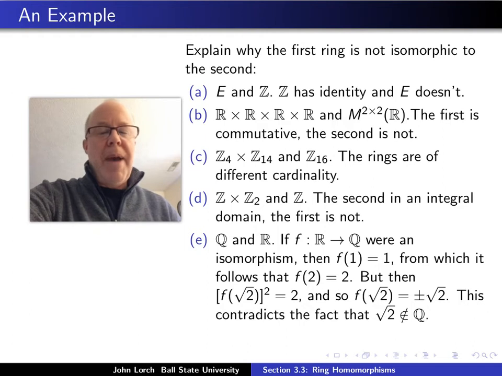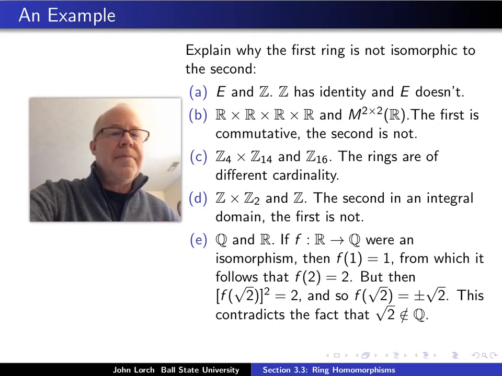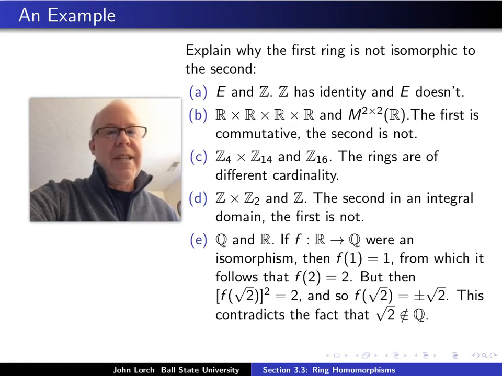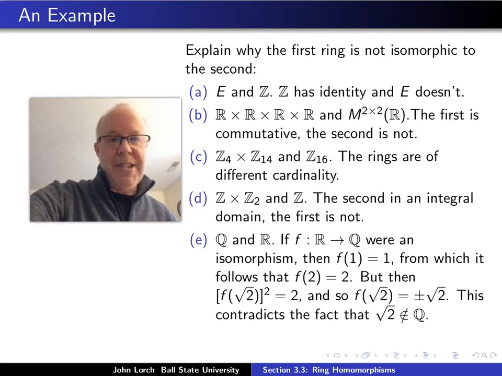The first pair of rings is the ring E of even integers and just the plain old ring Z of integers. Those two have the same cardinality, so there's a one-to-one and onto function from one to the other, but there is no isomorphism, because the ring of integers has a multiplicative identity, remember, but the even integers do not have any such thing.